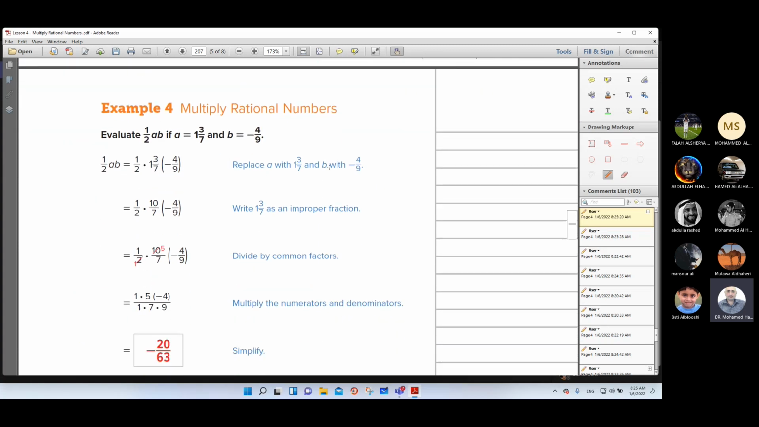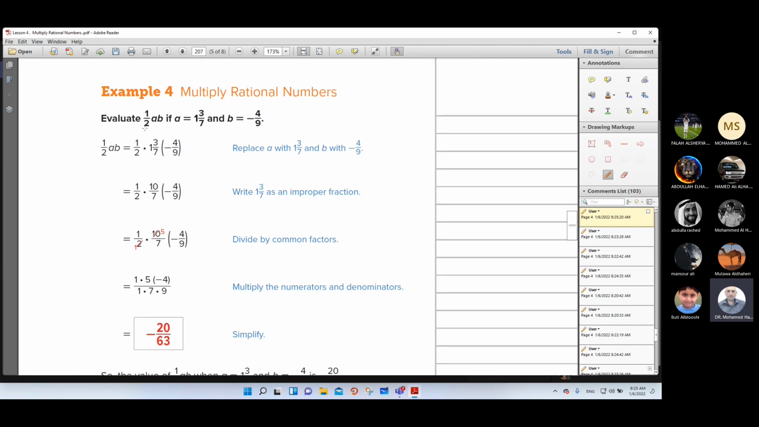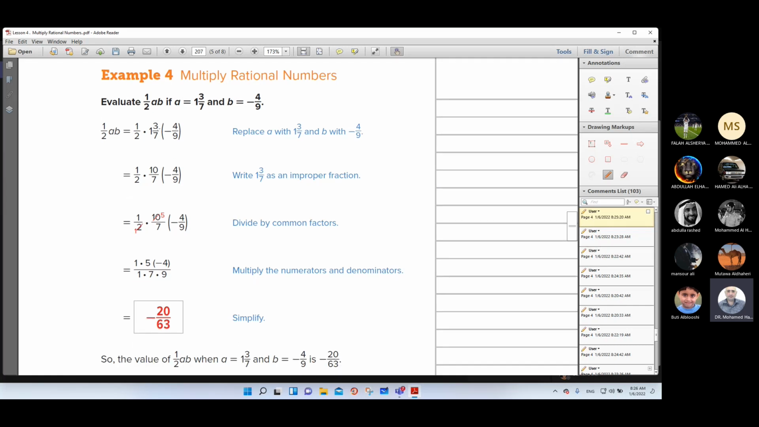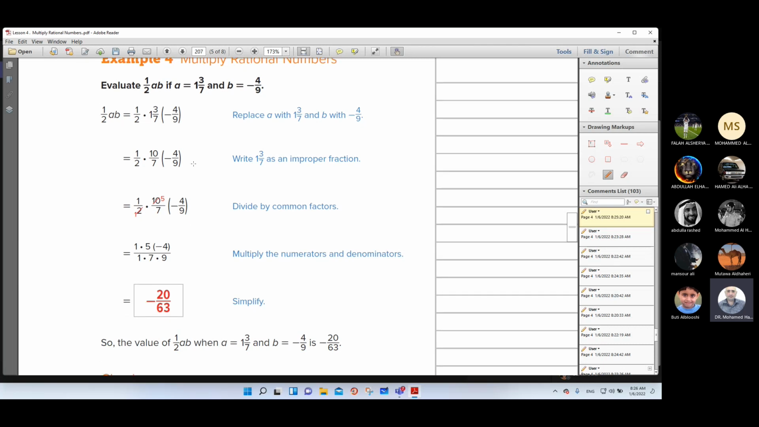If you want to evaluate this expression, 1/2 multiplied by a multiplied by b, if the value of a will be 1 and 3/7 and the value of b will be -4/9. So the first step, substitution. Rewrite the same expression, then put the value of a as 1 and 3/7 and put the value of b as -4/9. Then change the mixed number to the fraction. 1 times 7, 7. 7 plus 3 will be 10/7. Then you can do simplest form here.